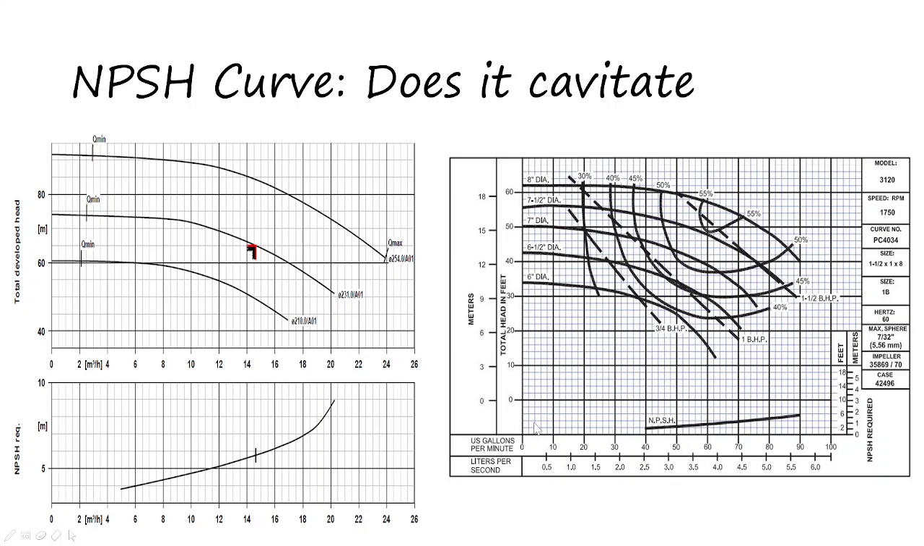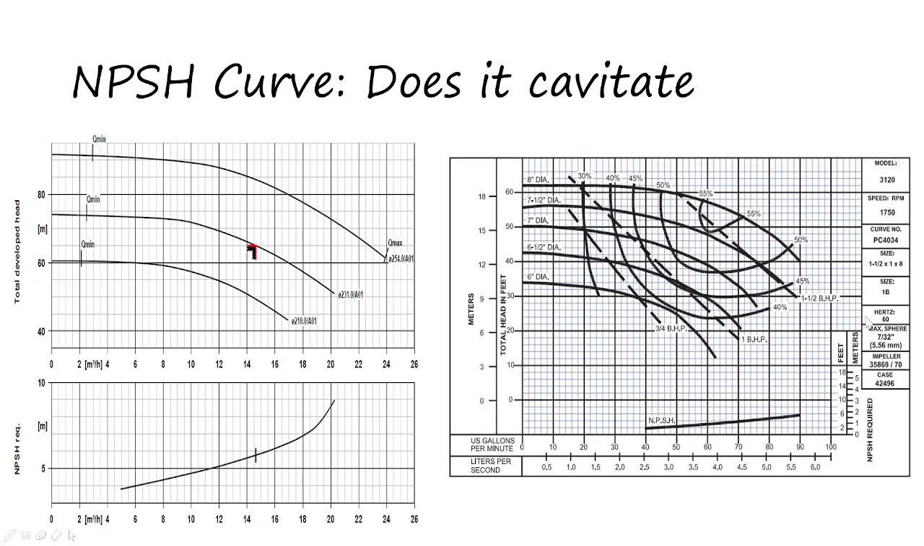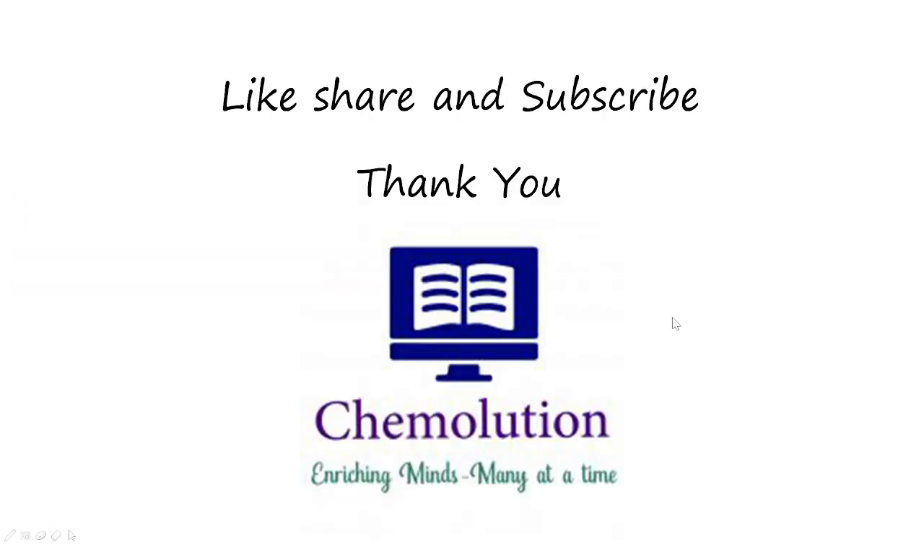and NPSH required here is, this is the meter line, right? So it is always less than 2. So this pump needs NPSH less than 2. We have NPSH of around 6.4, so we can use this pump without cavitating it. So this is about selection of pumps for a particular application.